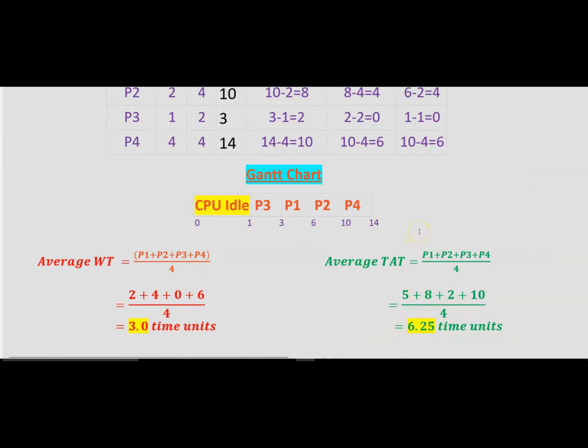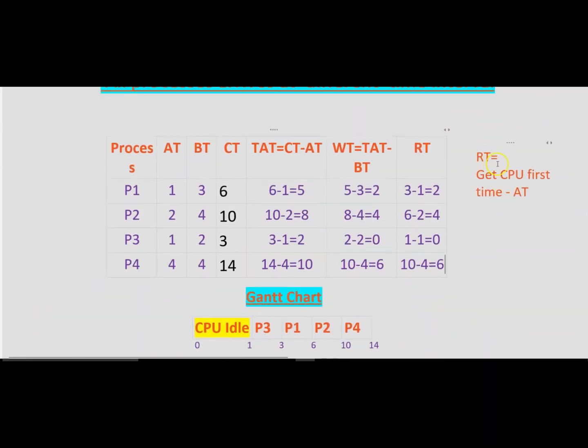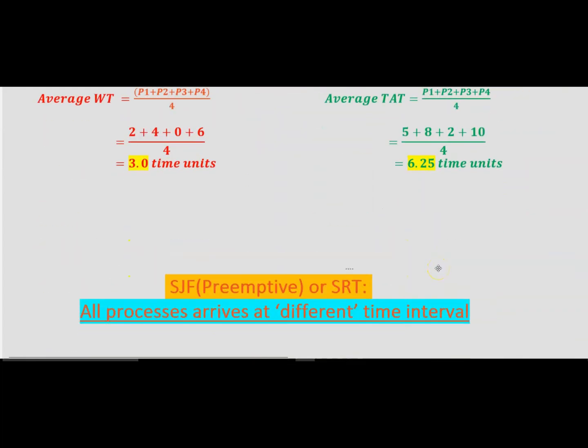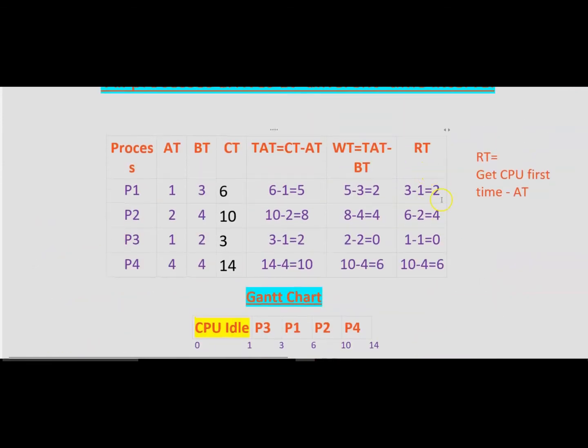Now we have just calculated the response time also, so it can also be asked what the average response time is. In the same way you can calculate the average response time by yourself, by adding all the response time values of all the processes and dividing by 4.